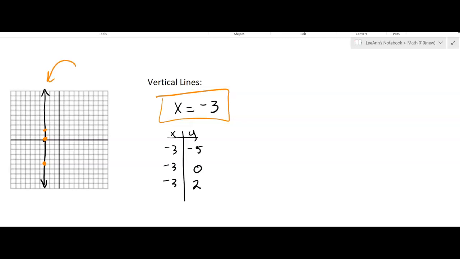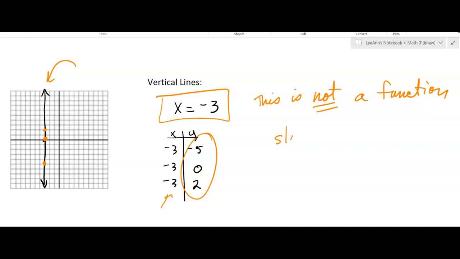Okay, here's the big deal, though. This is not a function. It doesn't pass the vertical line test. For every input, negative 3, I'm getting a bunch of different outputs, okay? So it's not a function. You can still have it. It's a line. It's a relation, but it's not a function. The slope of the line is undefined.